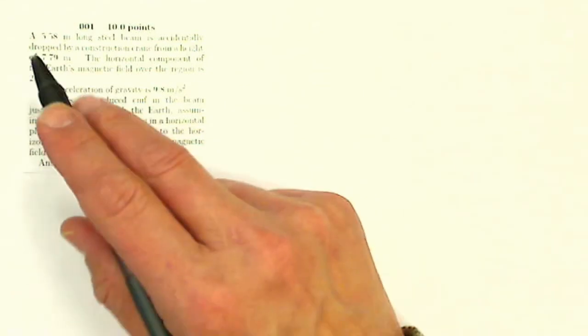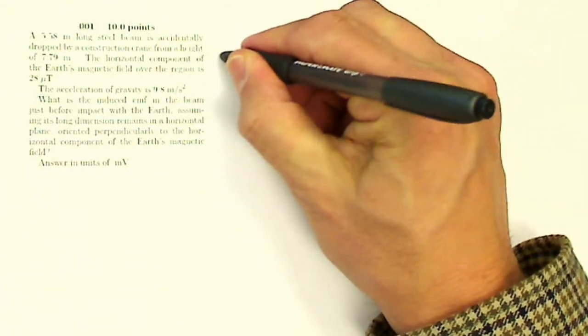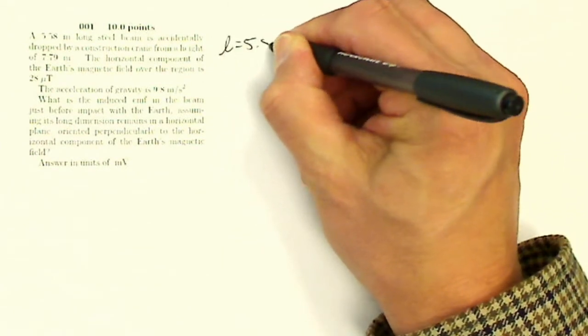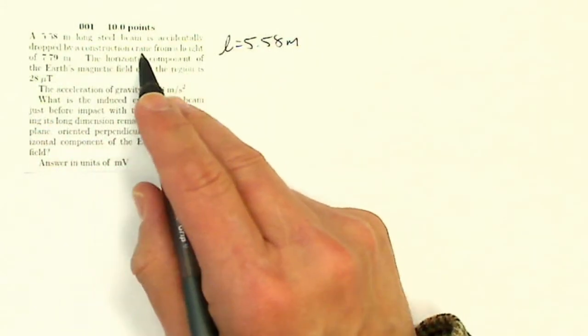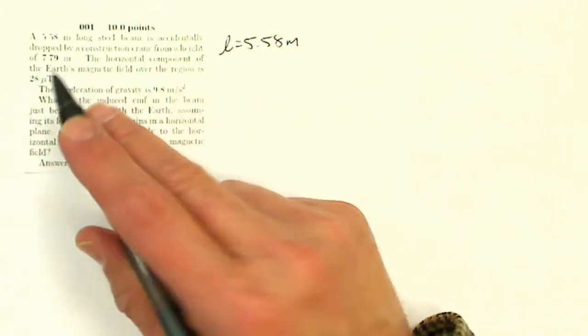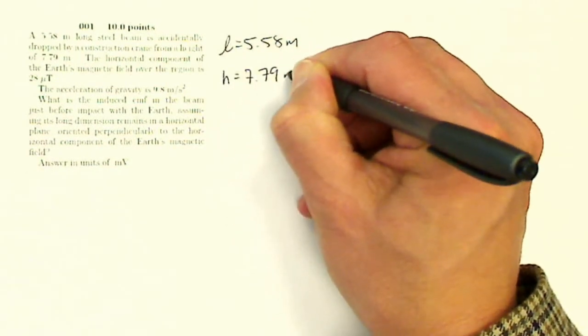A 5.58 meter long steel beam is accidentally dropped by a construction crane from a height of 7.79 meters. So I guess that would be the length of the beam, 5.58 meters, and my height equals 7.79 meters.